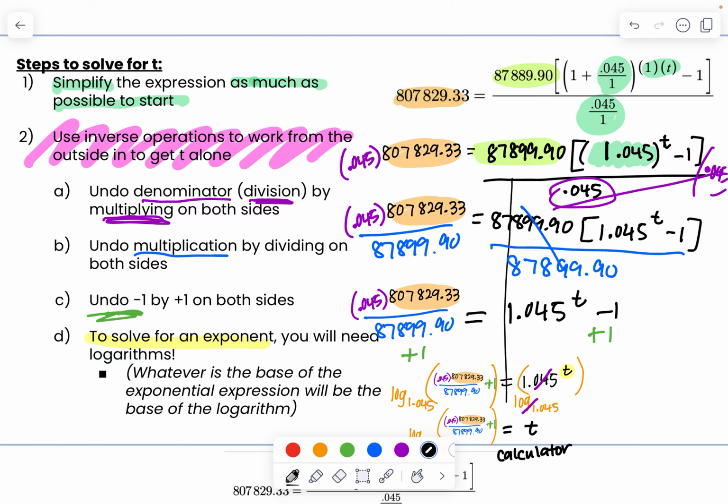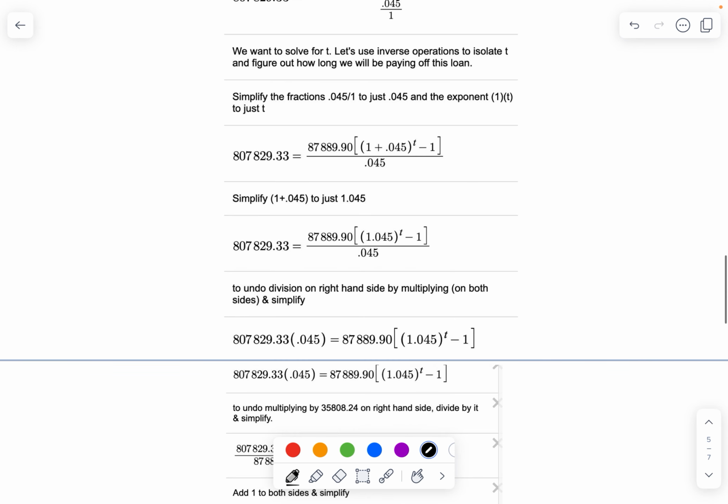They're the same general steps for everyone, but you're going to have a different number on the left side of the equal sign, and a different number outside of the parentheses on the right of the equal sign. But pretty much everything else is the same. You're going to undo division by multiplying, undo multiplying by dividing, undo minusing 1 by plussing 1 on both sides, and then taking the logarithm of both sides.